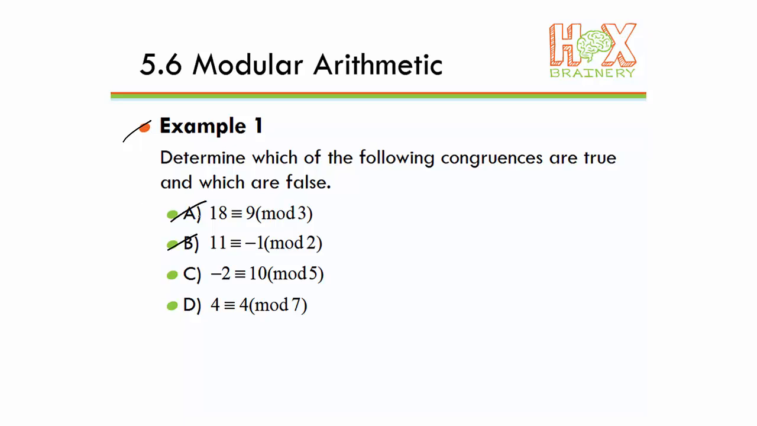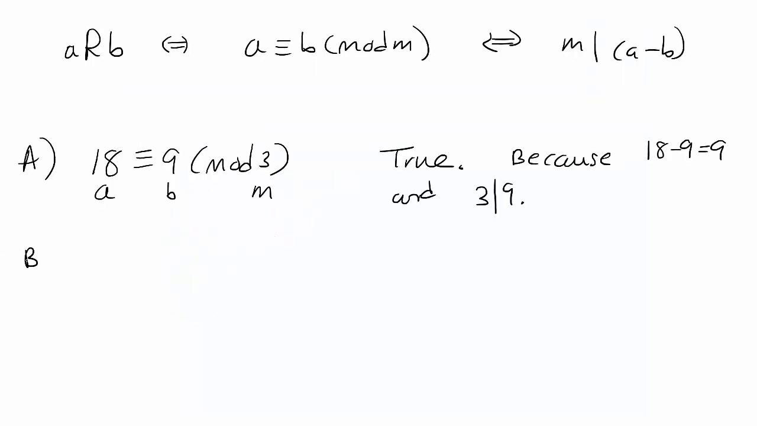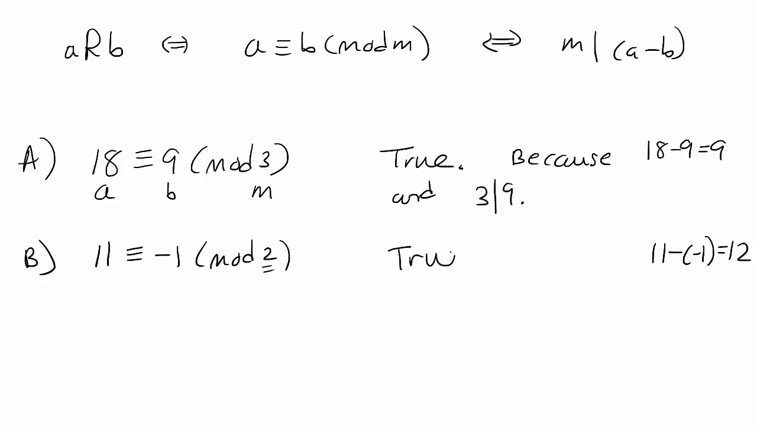Now we have part B. Is 11 congruent to negative 1 mod 2? If you subtract A minus B, you get 11 minus negative 1, which is 12, and 2 divides 12. So this is another congruence that's true. We'll put true because 11 minus negative 1 is 12, and 2 divides 12.